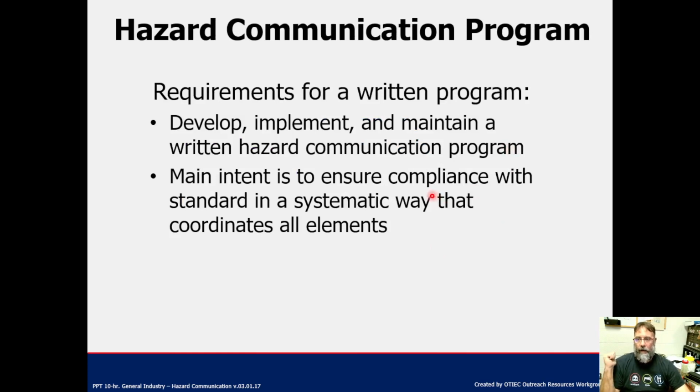Requirements for the written program. Obviously, and we saw in the paper there, develop, implement, and maintain that communication program. It's really important. You have to ensure compliance with OSHA's regulations is basically what that amounts to.